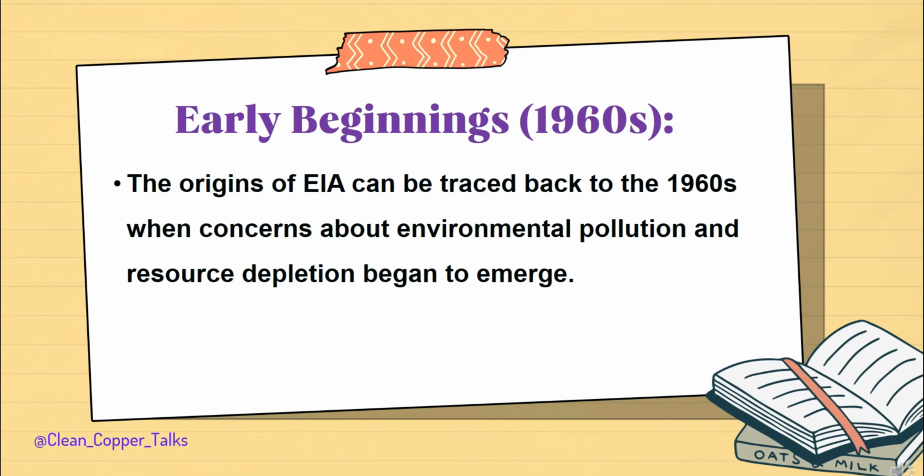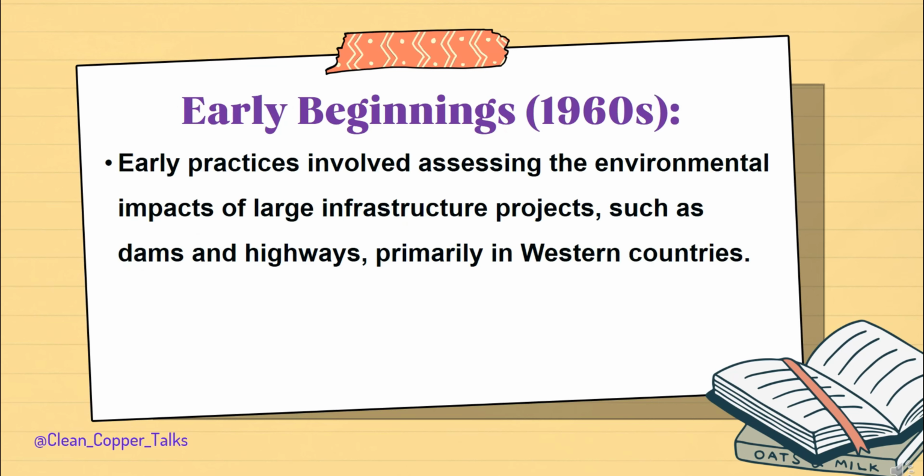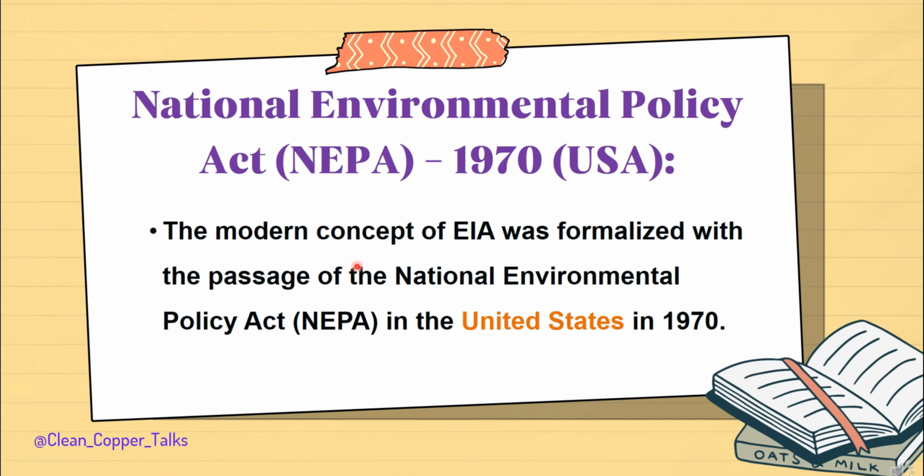When did EIA start? In the early 1960s, EIA was introduced as concern about environmental pollution and resource depletion began to emerge in the United States. Early practices involved assessing the environmental impact of large infrastructure projects such as large dams or highways, particularly in western countries. In 1970, the United States introduced the National Environmental Policy Act (NEPA), which formalized the concept of EIA.